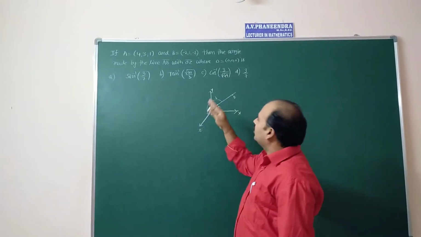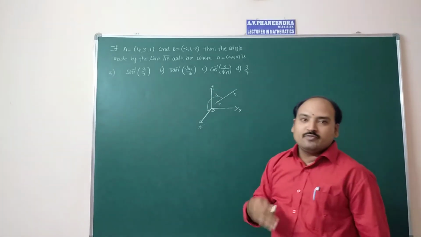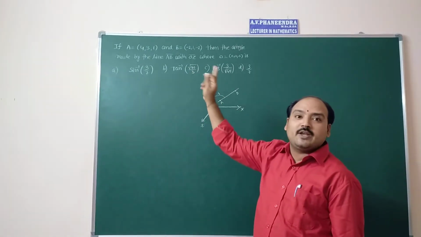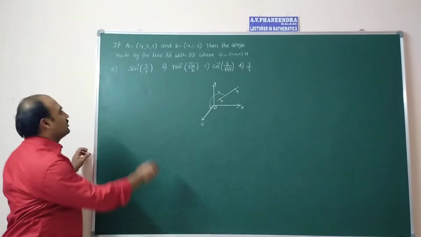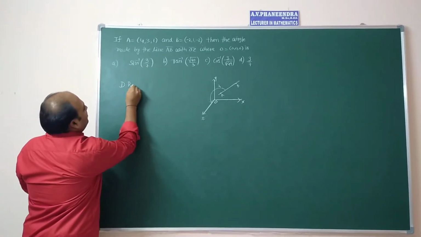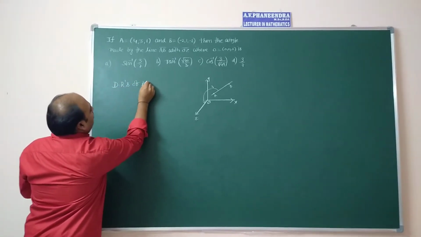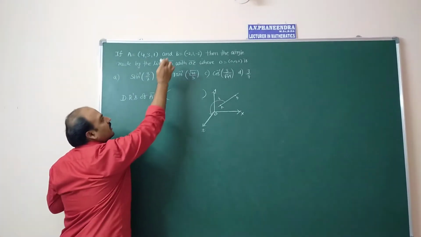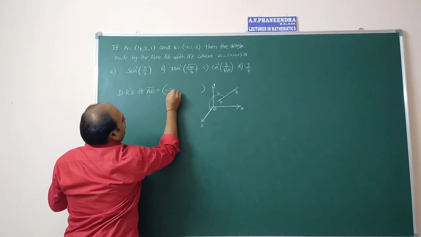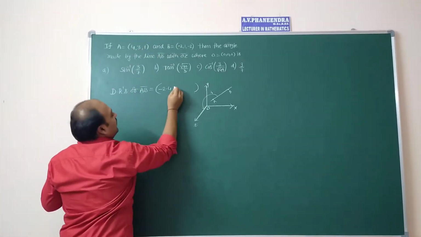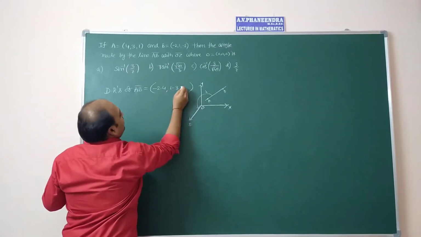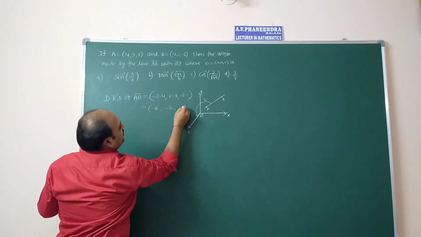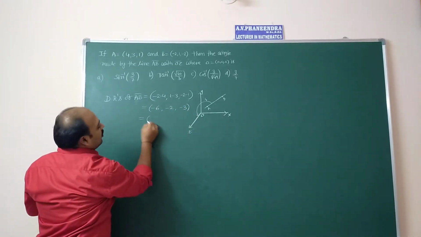Before calculating cos gamma, we need to calculate the direction ratios and direction cosines of the line segment AB. First, the DRs of AB. How to do it: AB means OB minus OA. So minus 2 minus 4, comma 1 minus 3, comma minus 2 minus 1, which is equal to minus 6, minus 2, minus 3. So we can cancel all the minus signs also.